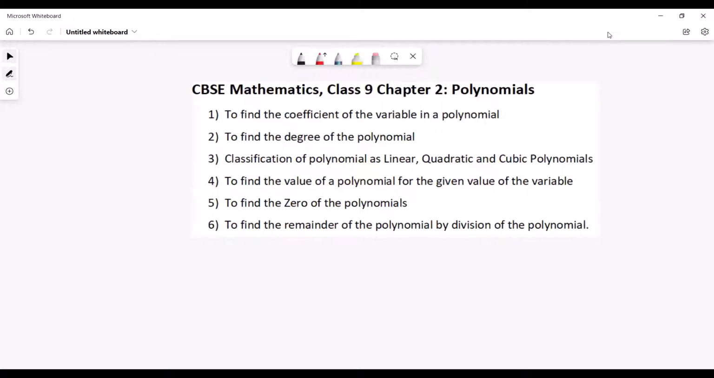Today in CBSE Mathematics Class 9 Chapter 2 Polynomials, we will be solving questions related to: first, finding the coefficient of the variable in a polynomial; then finding the degree of the polynomial; then classification of polynomials as linear, quadratic, and cubic polynomials; finding the value of a polynomial for a given value of the variable; finding the zero of the polynomials; and finding the remainder of the polynomial by division of a polynomial. So all these six things we will do now.